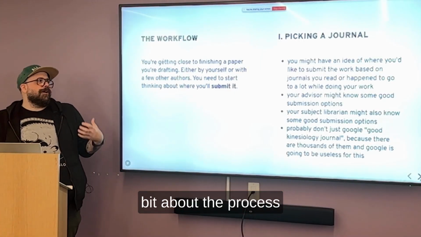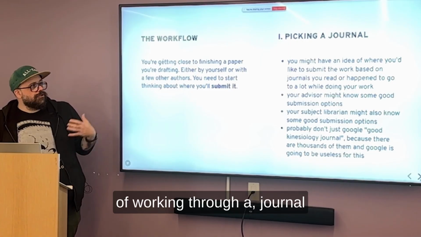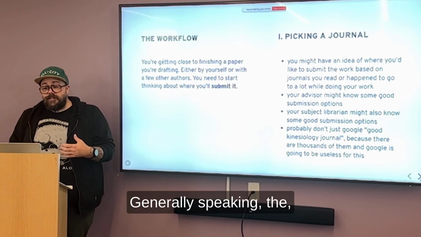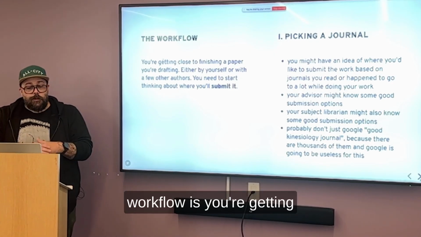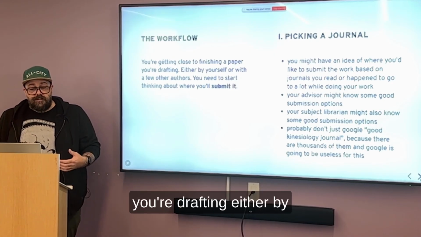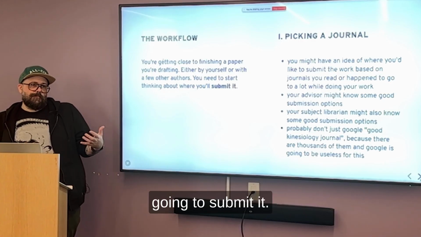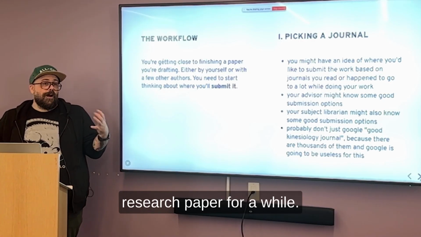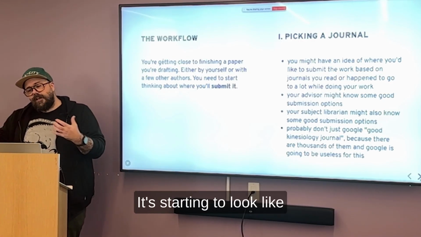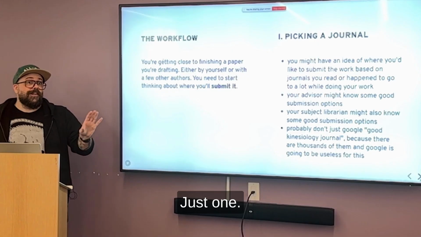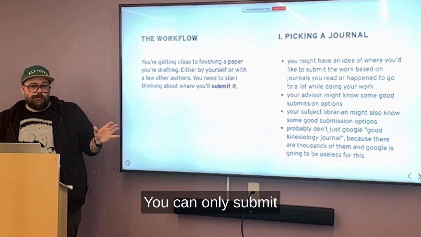We'll talk a little bit about the process of working through a journal application, submitting your work to a journal. So generally speaking, the workflow is you're getting close to finishing a paper you're drafting either by yourself or with a few others, and you start to need to think about where you're going to submit it. So you've been working on this research paper for a while, you've done some drafts, it's starting to look like it might have a shape that makes some sense. So you have to pick a journal to submit it to. Just one. You can't submit to a bunch of journals at once. You can only submit to one at a time.